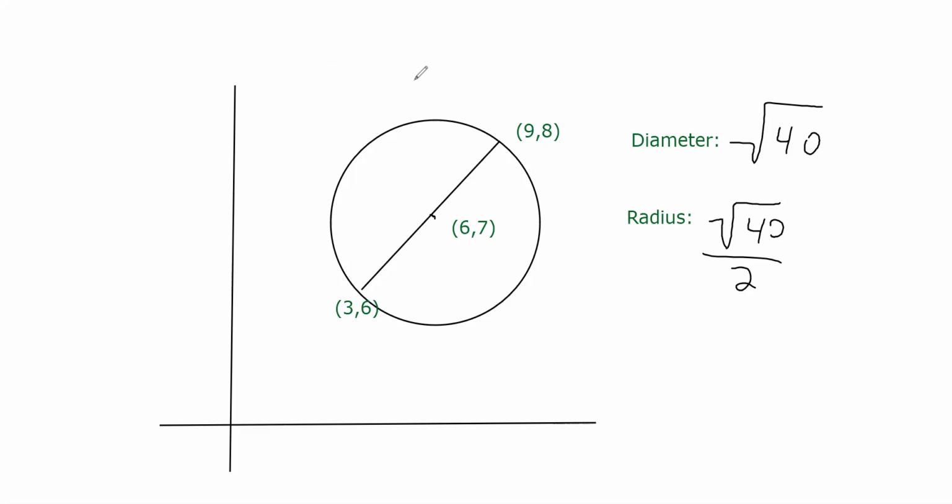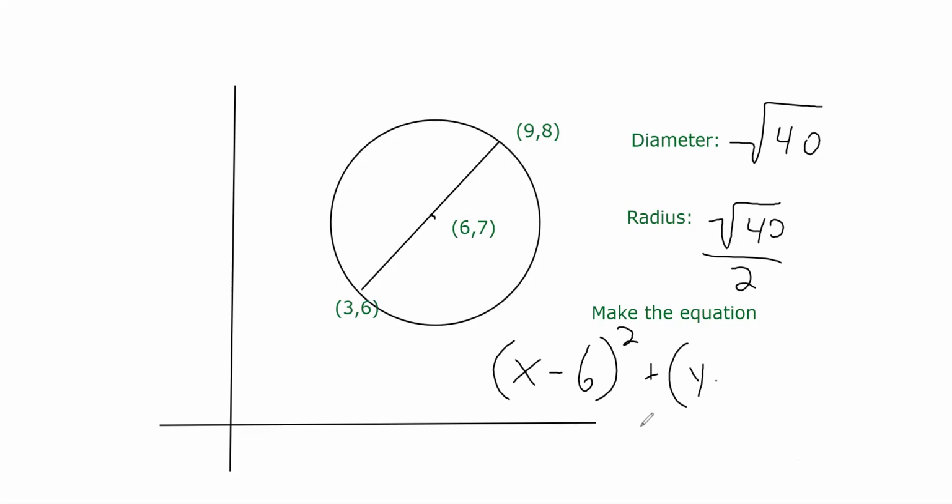What if we wanted to make the equation for this circle? Let's make the equation. Okay. Well, we remember the standard form. It's going to be x minus 6, because 6 is the x coordinate of the center, plus, now we got to do y minus 7 and square it.